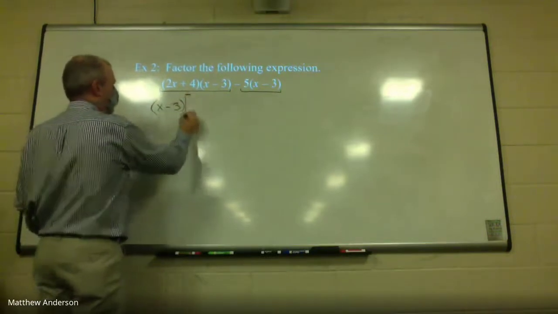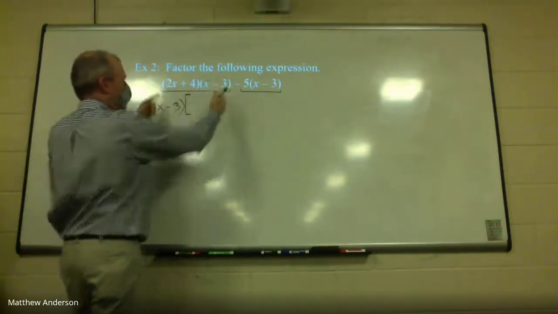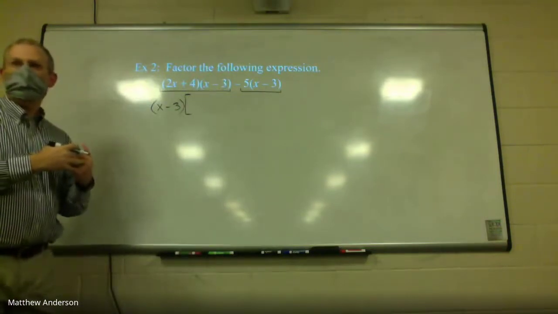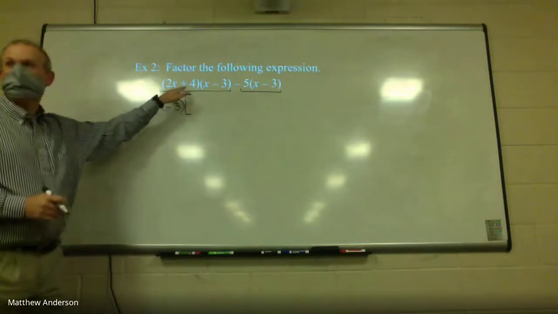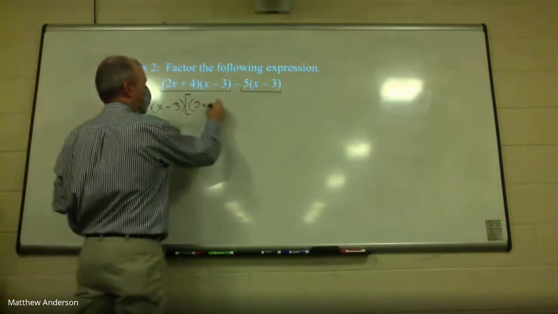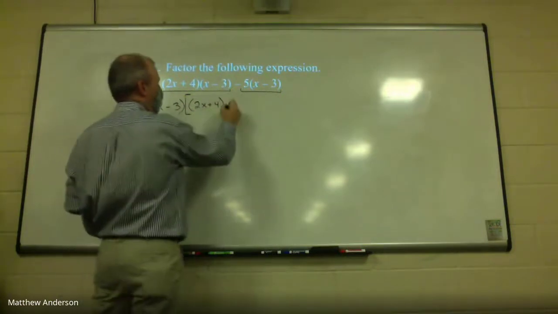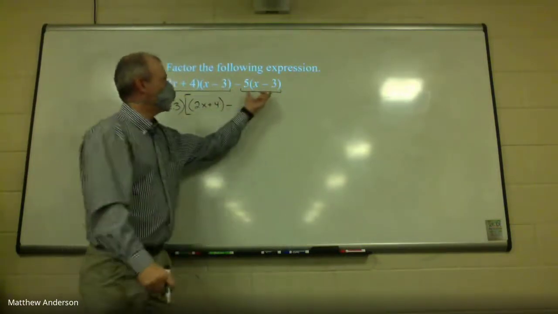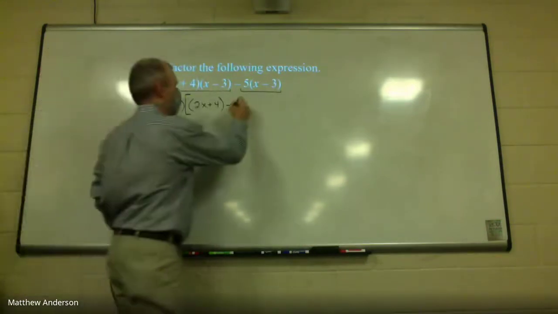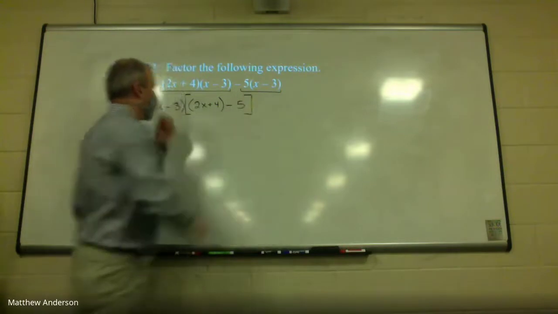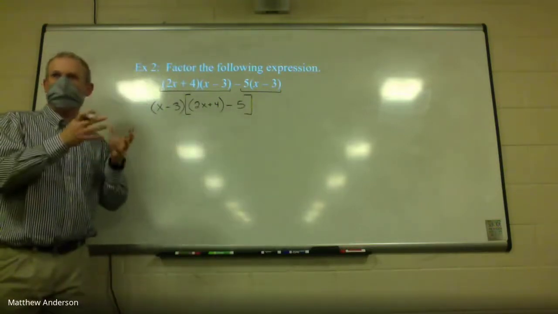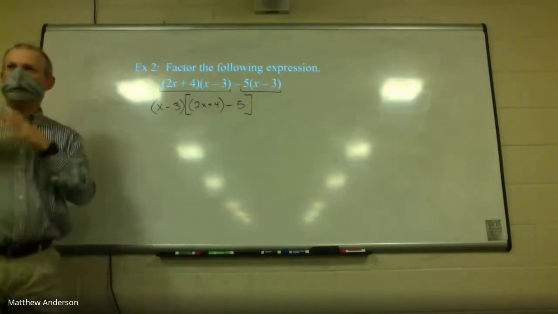Now, what's going to be left in this first big chunk when we factor out the x minus 3? Yeah, just this piece is left, right? 2x plus 4. And then we've got a minus sign. And what's going to be left in the second chunk when we factor out the x minus 3? Just the 5. Does that step make sense so far? We just look at what they have in common and factor out whatever they have in common.